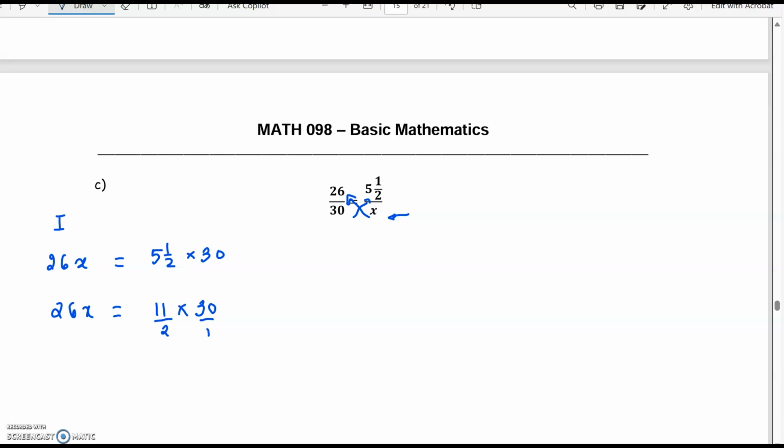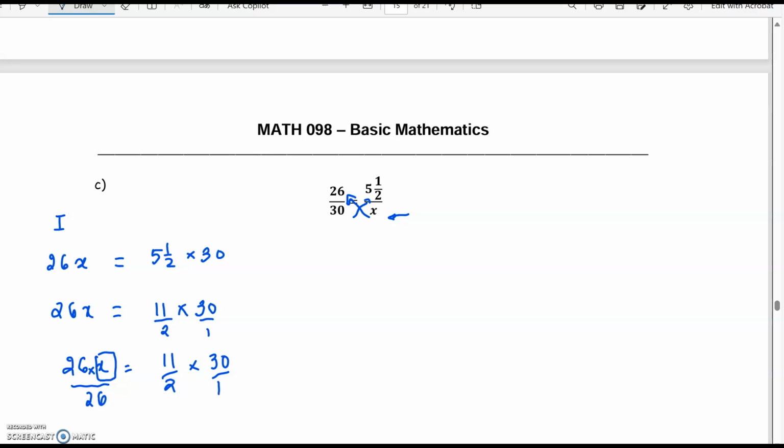Now, in this case, it is possible to cancel a common factor. So I'm going to do that. And if not, I can postpone that for later. Now, remember our goal is to get rid of anything that is attached to x. We want to get x by itself. X is multiplied by 26, so we do the opposite, which is division, to cancel the 26 out. So 11 over 2 times 30 over 1.